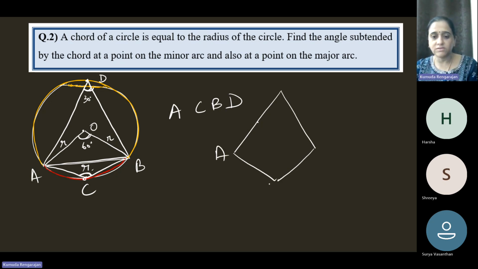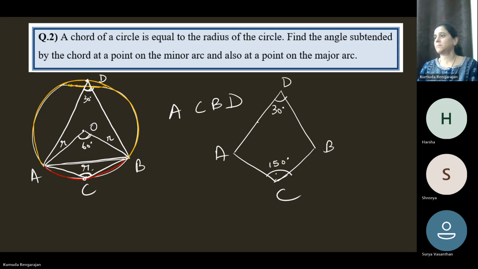This is ACBD. How much is this? 30. Then what will be the measure of this angle? 150. So the angle on the minor arc is 150 degrees. The angle on the major arc is 30 degrees. The angle on the minor arc is 150, major arc is 30. Okay?